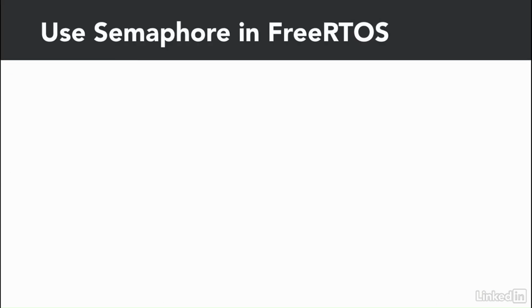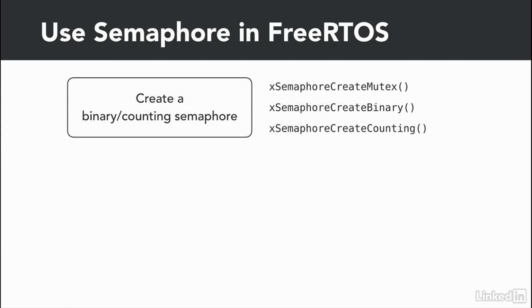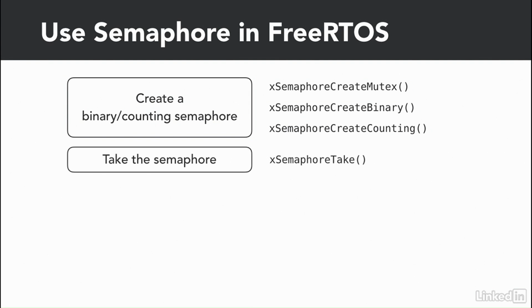Let's see how to use semaphores in FreeRTOS. First, we need to create a semaphore, either binary semaphore, a counting semaphore, or mutex, using the corresponding FreeRTOS API functions listed on the right. After the semaphore is created, we can use it in task by taking the semaphore.